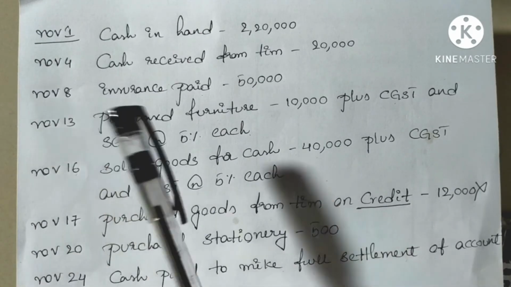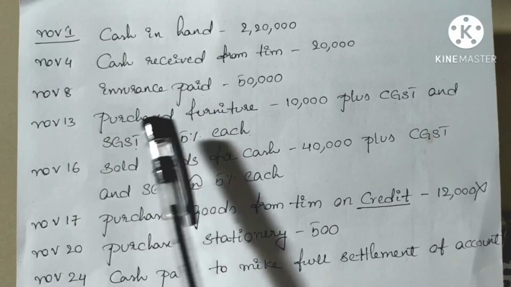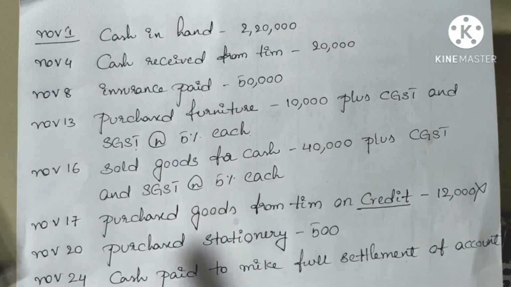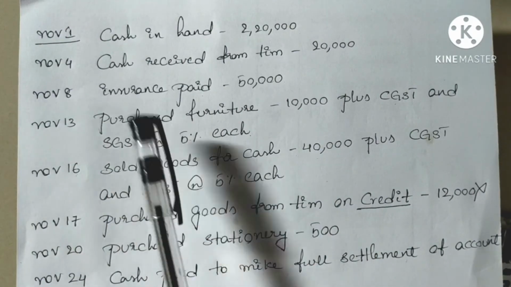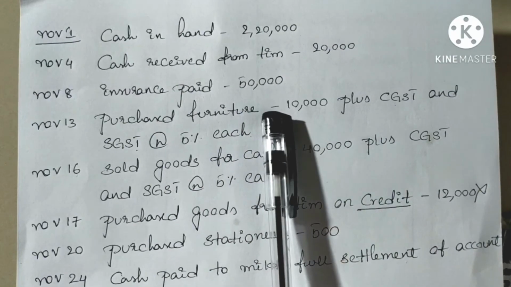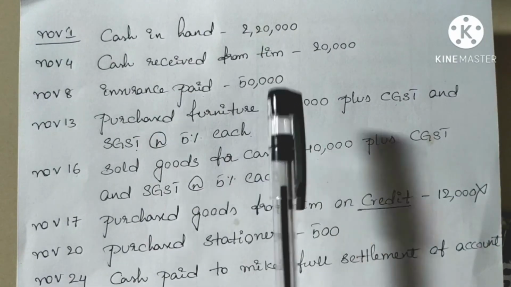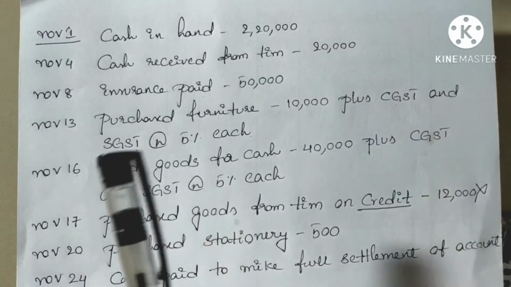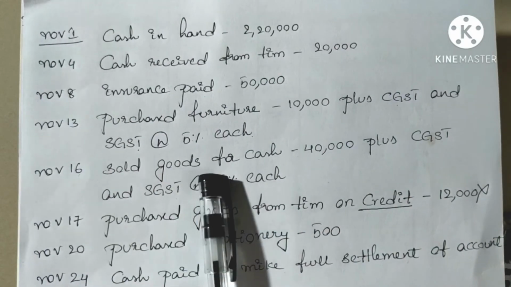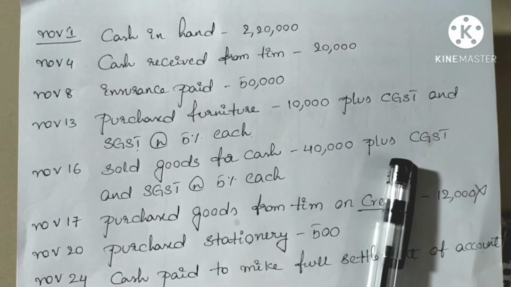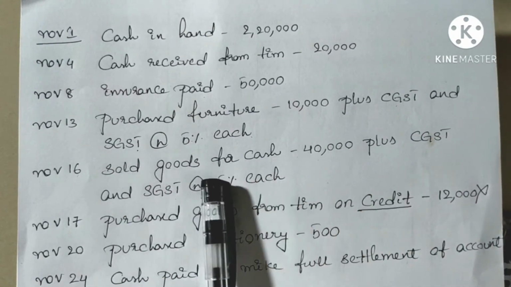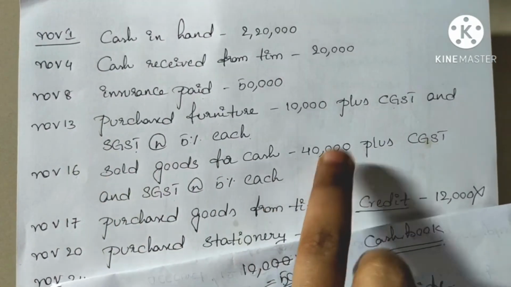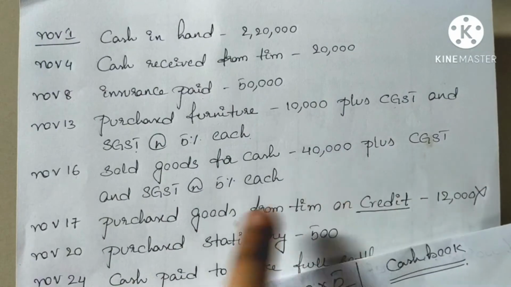In the above transaction, that is purchased furniture, instead of furniture, if we are buying any goods or machinery, we have to consider it as input tax. Any purchases and tax is added to purchases, then it will be input tax. If tax is added to sales, then it will be output tax. So first we will calculate tax, then we will prepare the journal. The sale value is 40,000 and the GST is 5%.